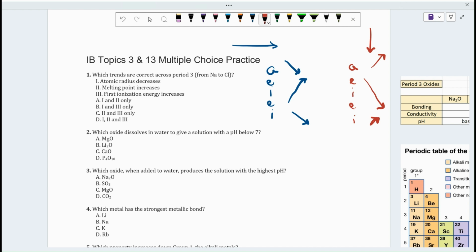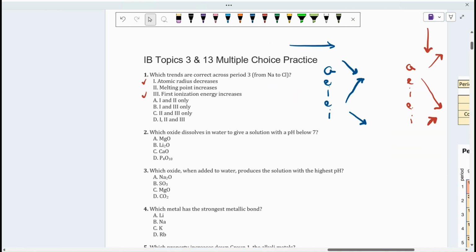So knowing this, atomic radius does decrease across period 3. First ionization energy also increases. Melting point has a bit of a stranger trend. It looks like this, roughly. So you can't exactly say that there's an overall increase. So that's going to be B.